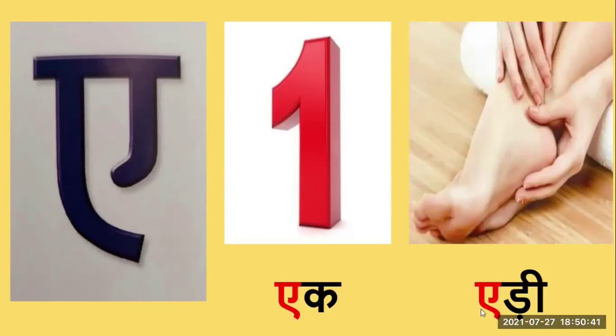The other word is AD. When you see it together, it is AD. This letter is called A. A, say Ek. A, say AD. AD means the heel. In your feet, if you see, there is a portion called heel. That heel is called AD.